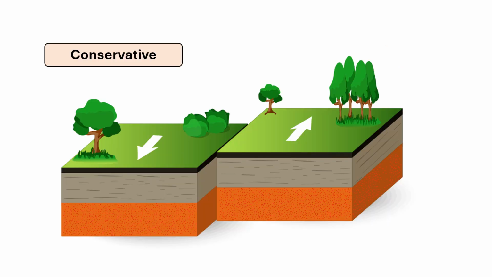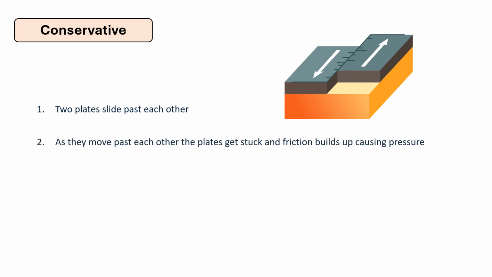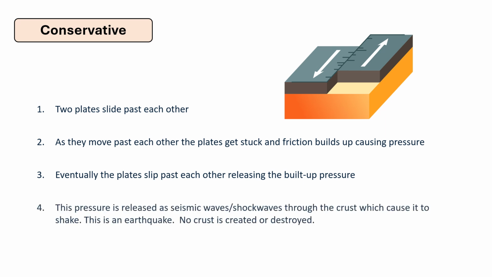I'm going to first start off with conservative, and the thing to think about with all of these is you need 4 to 5 logical steps in the right order to be able to get full marks. So with a conservative plate boundary, the two plates are sliding past each other, and as they move past they get stuck, and as they get stuck, because they are not perfectly flat surfaces, friction builds up and this causes pressure. Eventually the plates over time will slip past each other, release the pressure that's been built up, and this pressure is released as seismic waves.